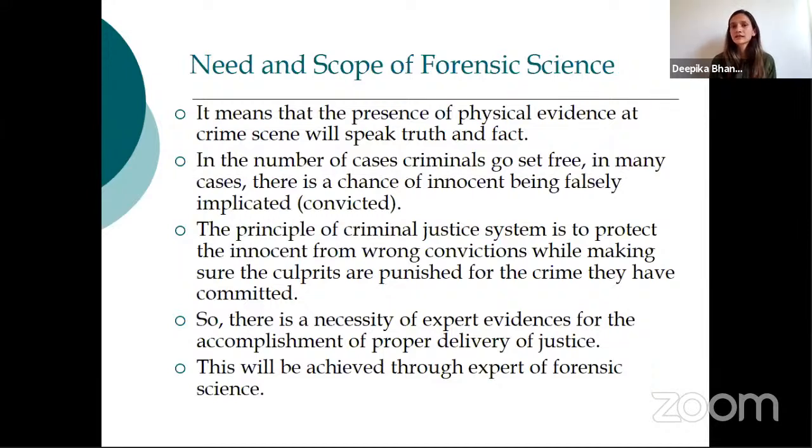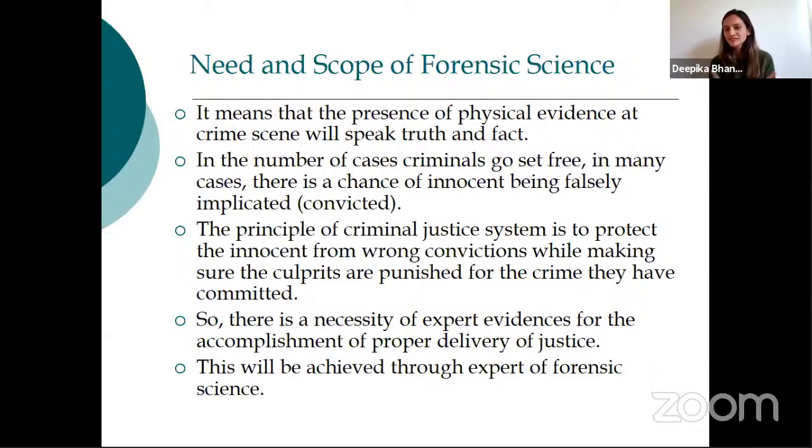In a number of cases, criminals go free. In many cases, there is a chance of innocents being falsely implicated or convicted. This is very much the case with the Innocence Project in the USA, where many people who were falsely convicted said they were not the actual criminals. DNA profiling was done on many people, and based on it, some people got acquittal from the court and were set free, because they were not the actual perpetrators of the crime. So this is how innocents are being implicated and the guilty are roaming free.